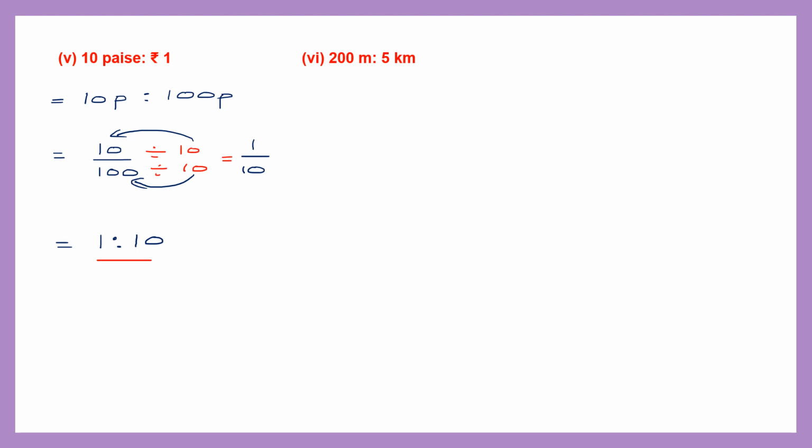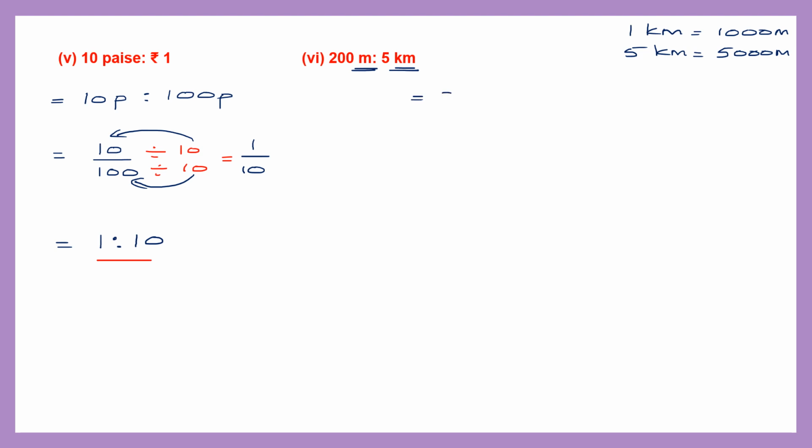Next one, 200 meters and 5 kilometers. So again, can you see that the units are different? Here it is meters and here it's kilometers. Which is the greater unit? Kilometer. So it's easier to convert kilometer to meter. Now in 1 kilometer, you have 1000 meters. So in 5 kilometers, you will have 1000 into 5, which is 5000. 5000 meters.